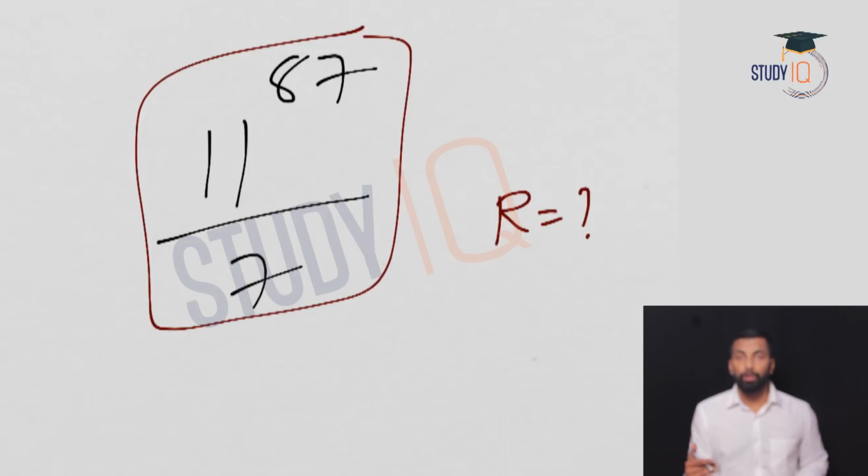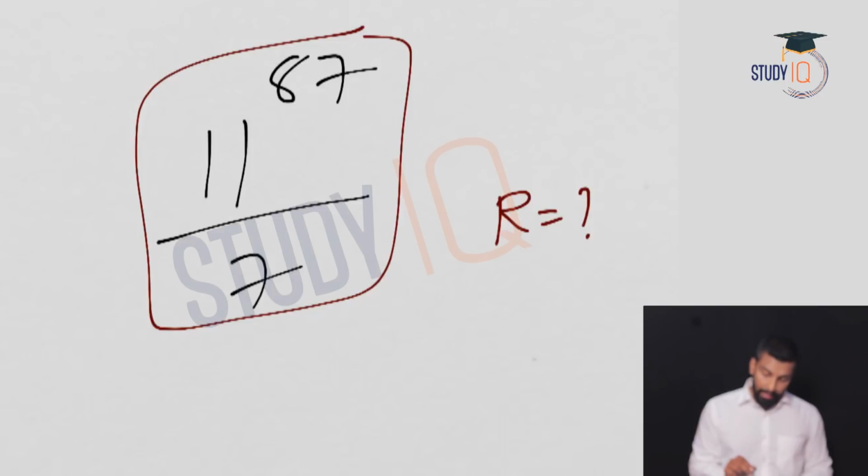Fermat's theorem, okay? You don't need to study the theorem; the proof and all is not required. But anyway, I'll also discuss the proof just for the sake of discussing. And after that we will move on to solve the question, okay? So 11 raised to 87 by 7.